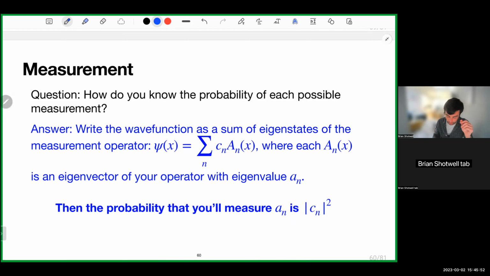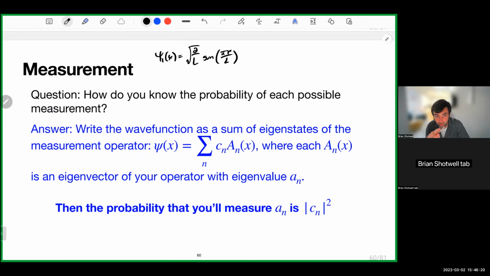Let me give an example with this. The ground state of the infinite square well is psi1 of x equals the square root of 2 over L times sine of pi x over L. Now, if we're measuring energy, that's great. That's the way we want to write it, and that has a well-defined energy.